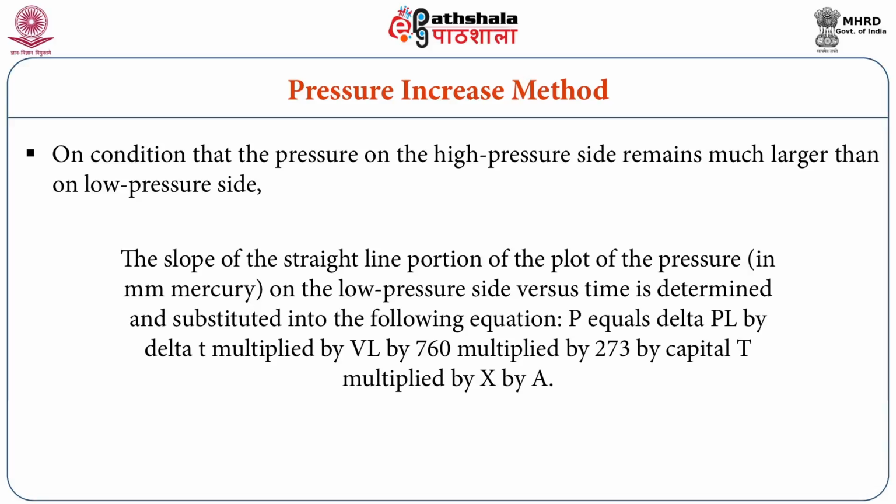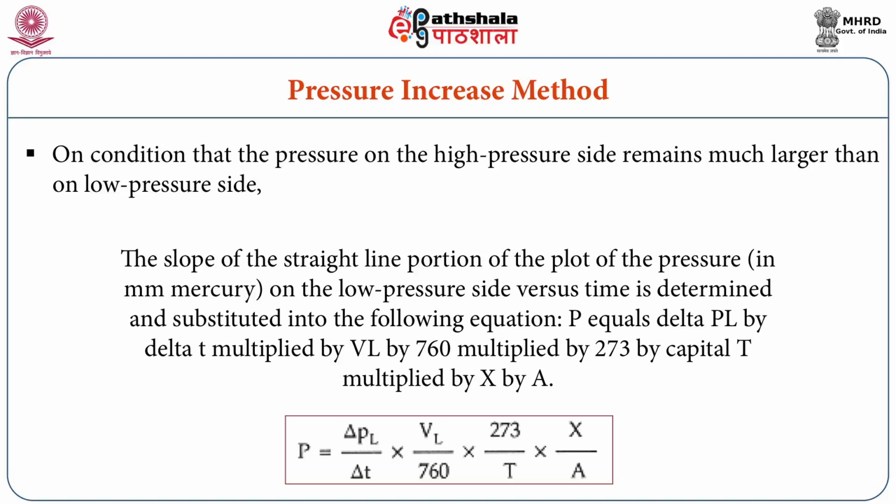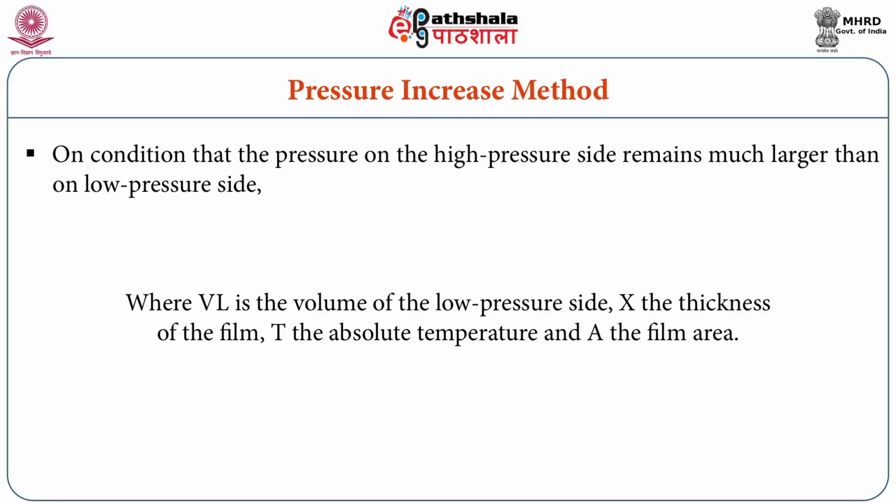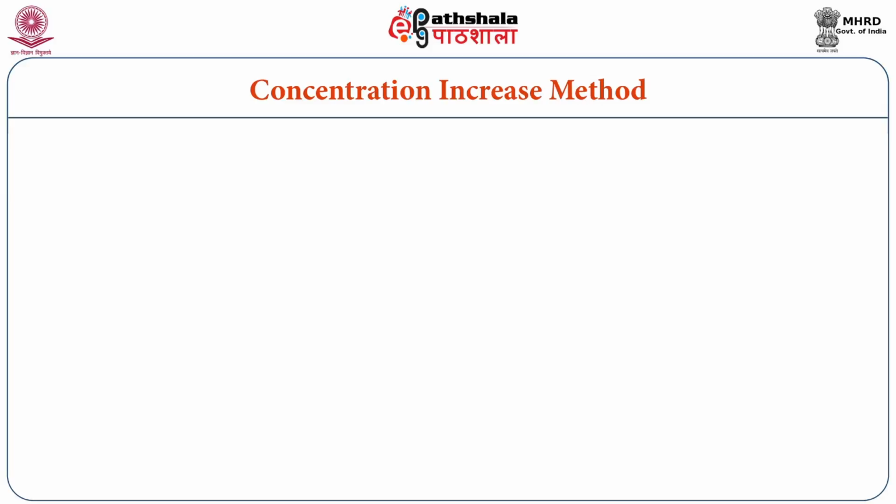The slope of the straight line portion of the plot of pressure in mm mercury on the low pressure side versus time is determined and substituted into the following equation, where P equals delta PL by delta T, multiplied by VL by 760, multiplied by 273 by capital T, multiplied by X by A, where VL is the volume of the low pressure side, X is the thickness of the film, capital T is the absolute temperature, and A is the film area. Another method is the concentration increase method.